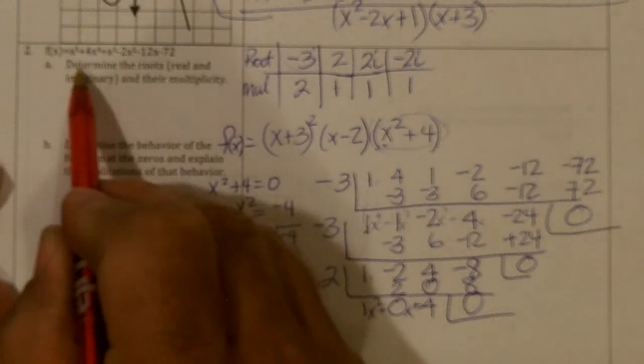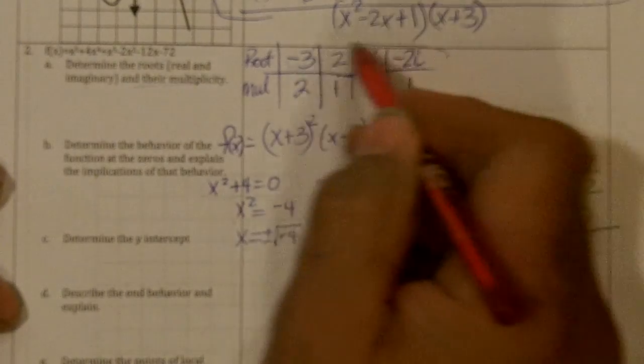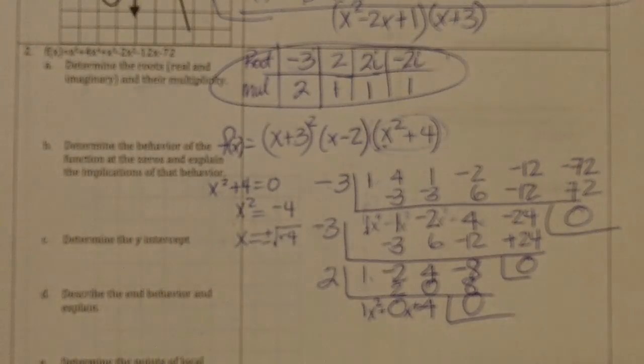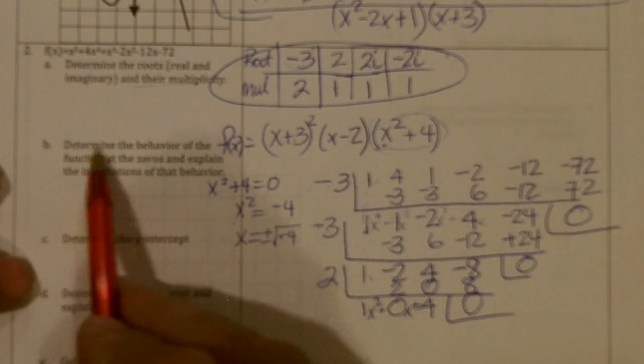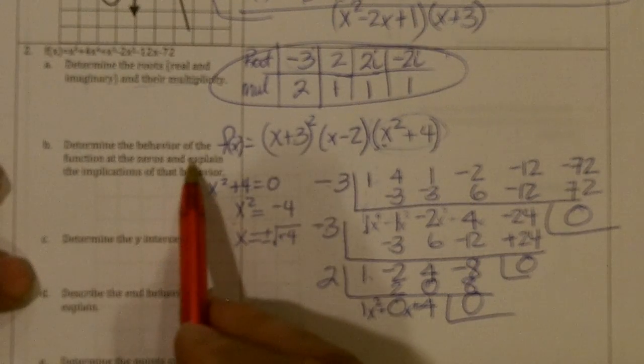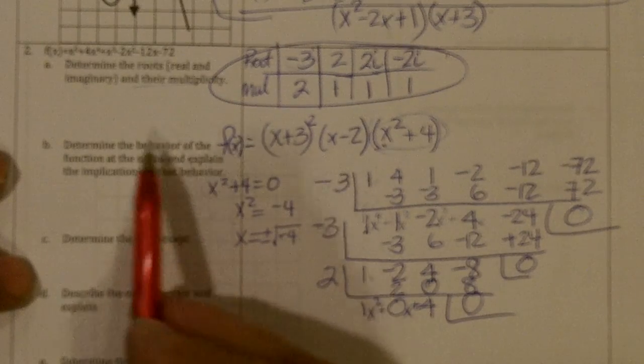So, determine the roots, real and imaginary, and their multiplicity. That's that answer. But we've done a lot more. So the rest of this should be easier. Determine the behavior of the function at the zeros and explain the implications of that behavior.